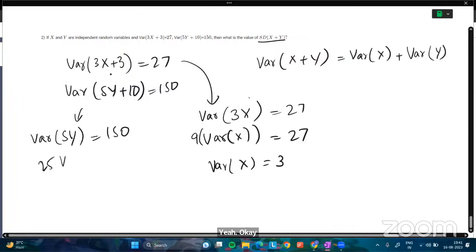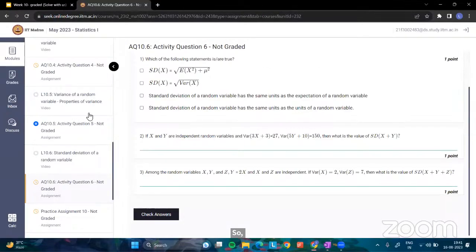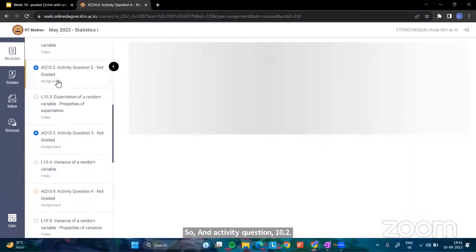Yeah, exactly. So, ma'am, and in activity question 10.2, question 1, 2, these are theory questions, ma'am, and question 8.